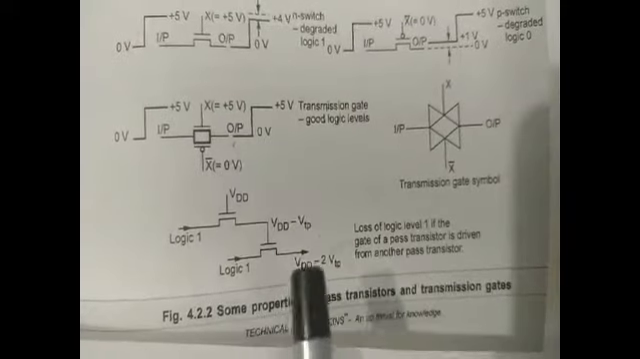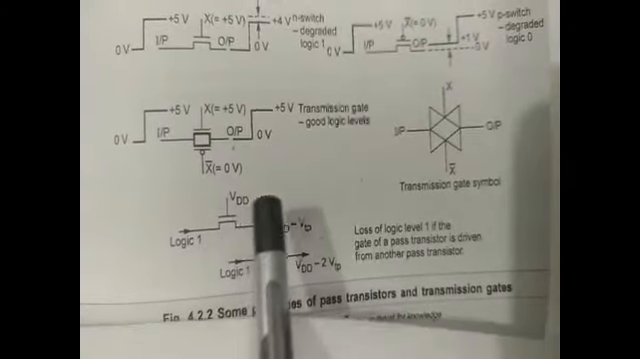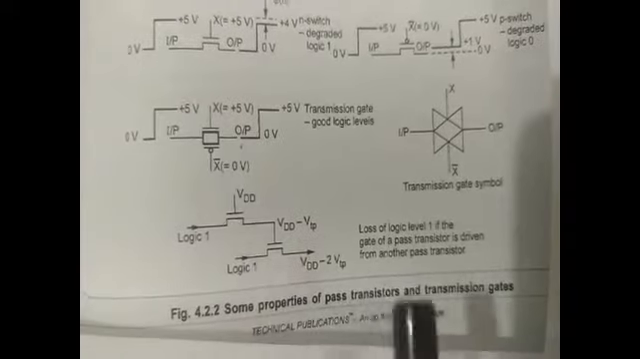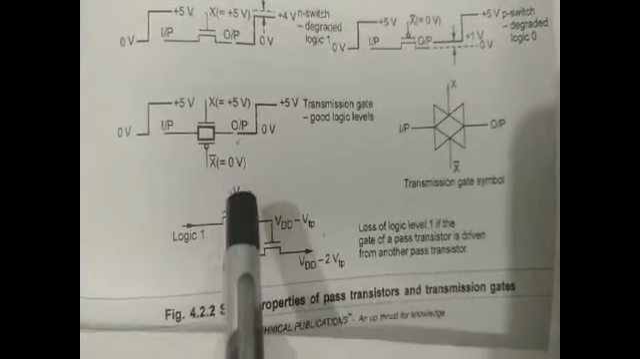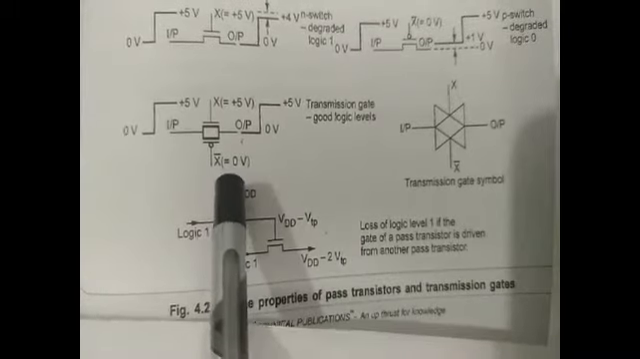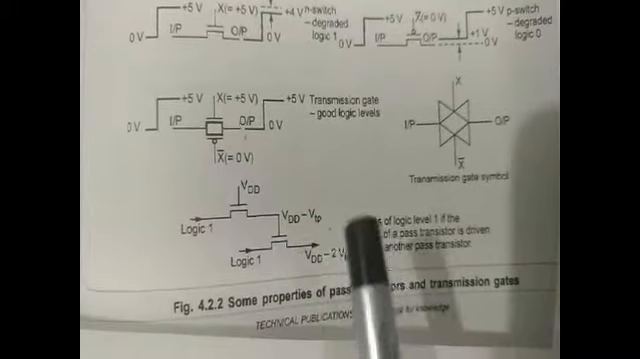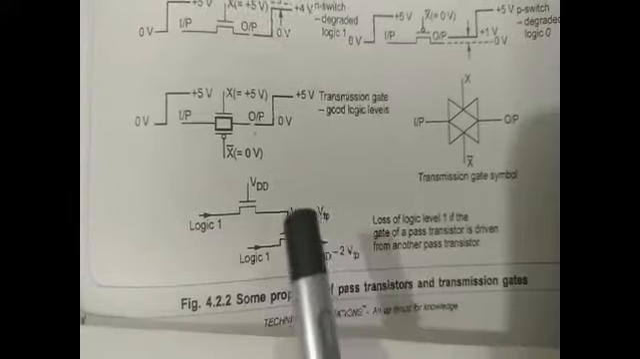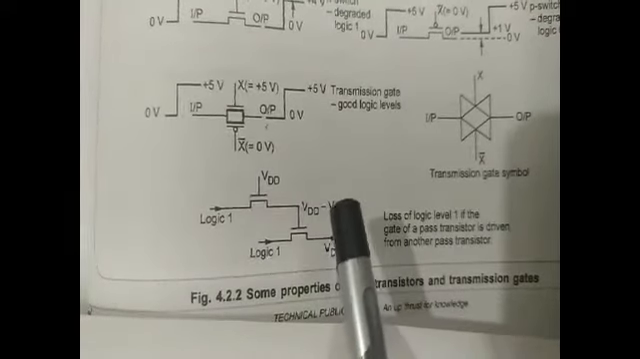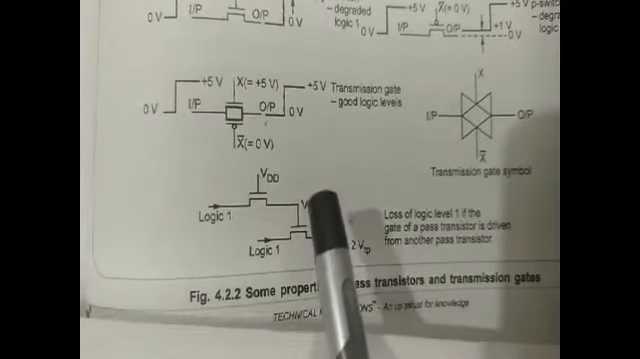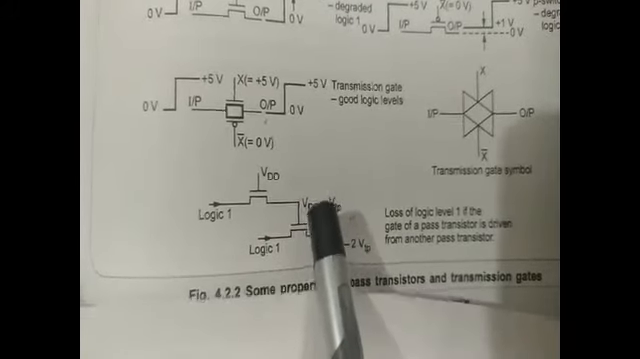Consider this as an NFET, and the output is acting as the input to the next NFET. Logical 1 value is connected to VDD. If I consider VDD as plus 5 volts, the output will be VDD minus VTP. So if VDD is 5 volts and the threshold voltage drop is 1 volt, I will be getting 4 volts.